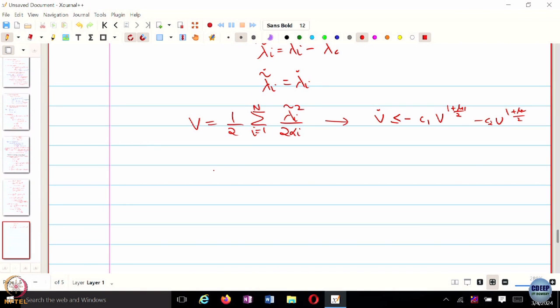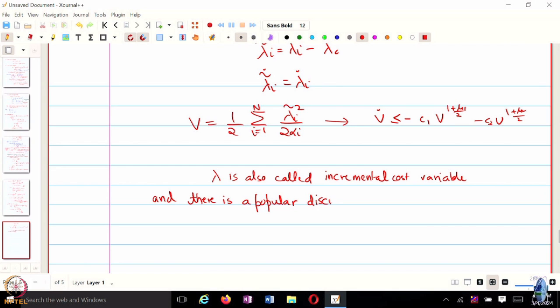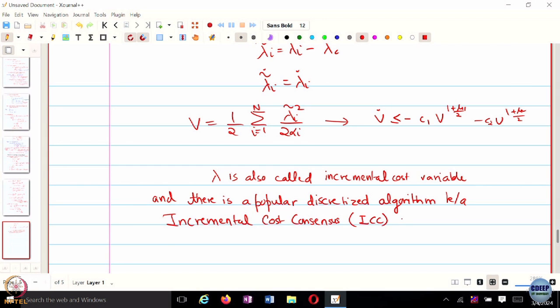Okay. So, lambda is also called incremental cost variable. And there is a popular discrete time algorithm or discretized algorithm known as incremental cost consensus, or ICC, used to solve uncapacitated economic dispatch, okay.